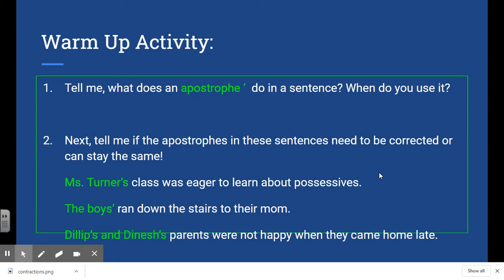Okay, so second warm-up question. Next, tell me if the apostrophes in these sentences need to be corrected or can stay the same. So here are our sentences. Miss Turner's class was eager to learn about possessives. The boys ran down the stairs to their mom, and Dilip's and Dinesh's parents were not happy when they came home late. So what do you think? Tell me if you think that the first, second, or third sentence was incorrect. And on the Ed puzzle question, you'll go ahead and correct those for me.